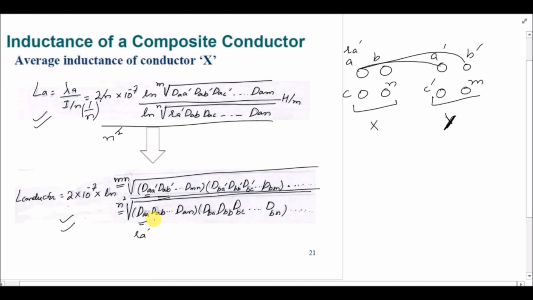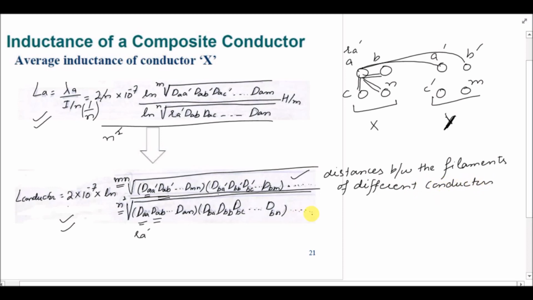Then the distance between a and b. So this is the distance between a and b. Then distance between a and c, distance between a and n. So in numerator, we are having the distances between filaments of different conductors. But in denominator, we have distances between filaments of the same conductor.